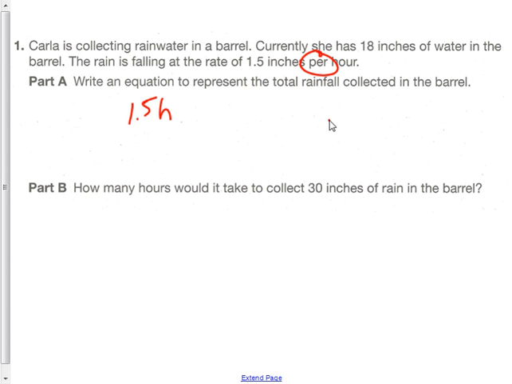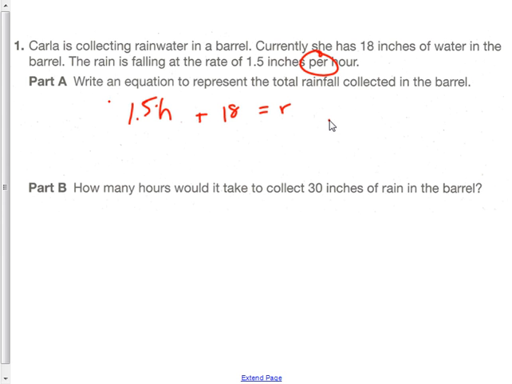So it says write an equation to represent the total rainfall collected in the barrel. So 1.5 times my total number of hours plus I already have 18 inches. So this is kind of my equation equals R, possibly, and R stands for total rainfall. So 1.5 times the number of hours plus 18 equals R.